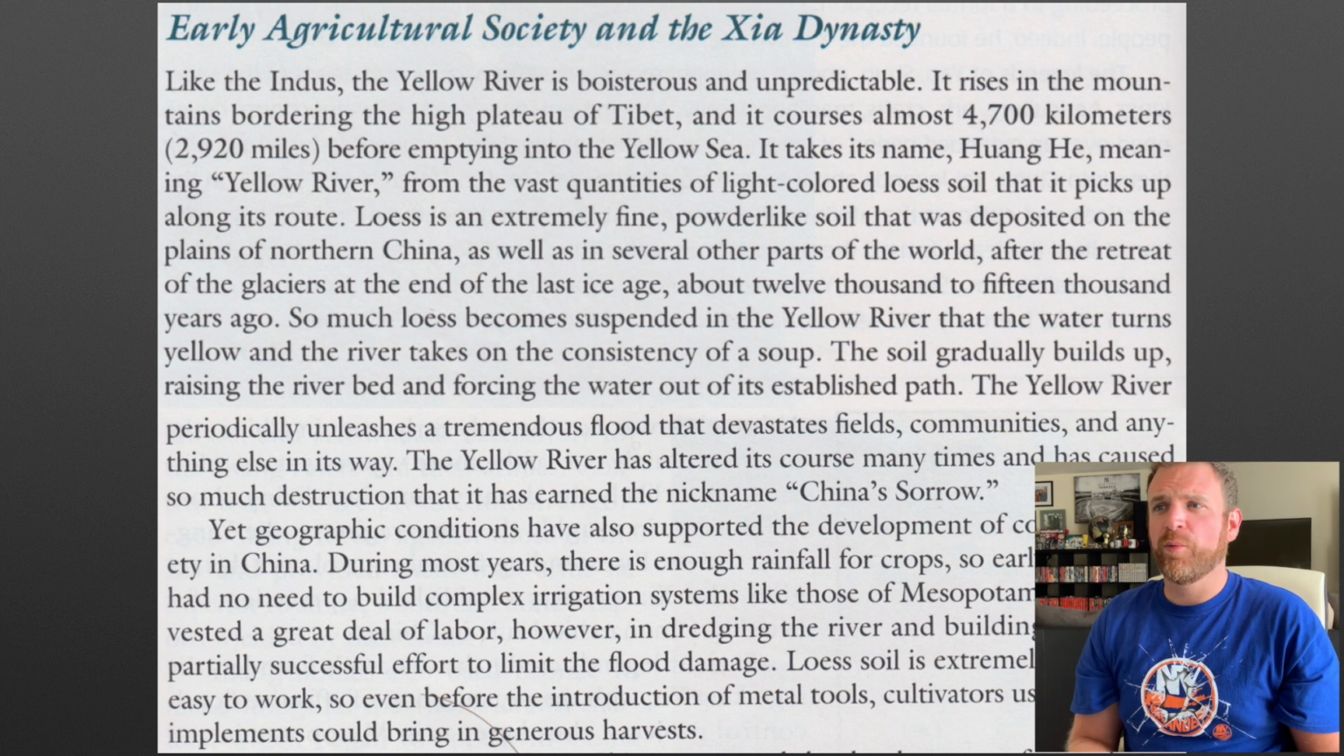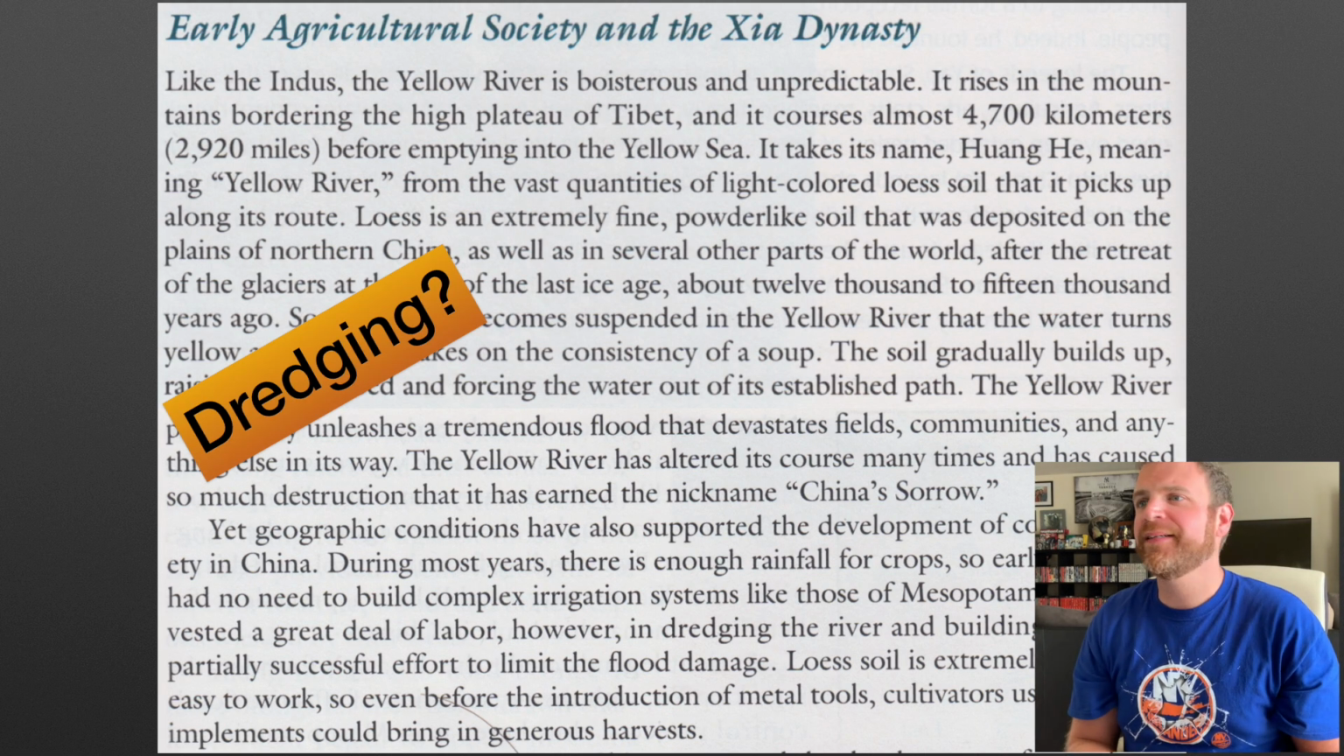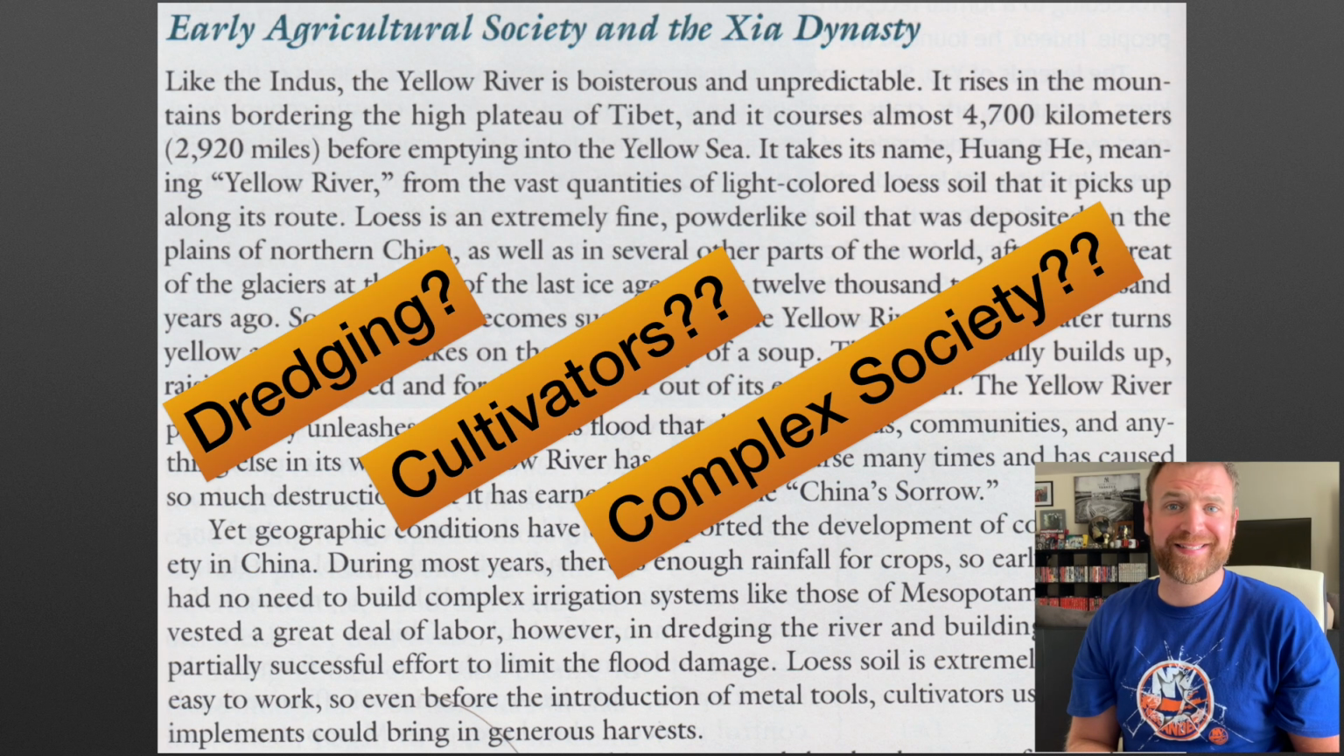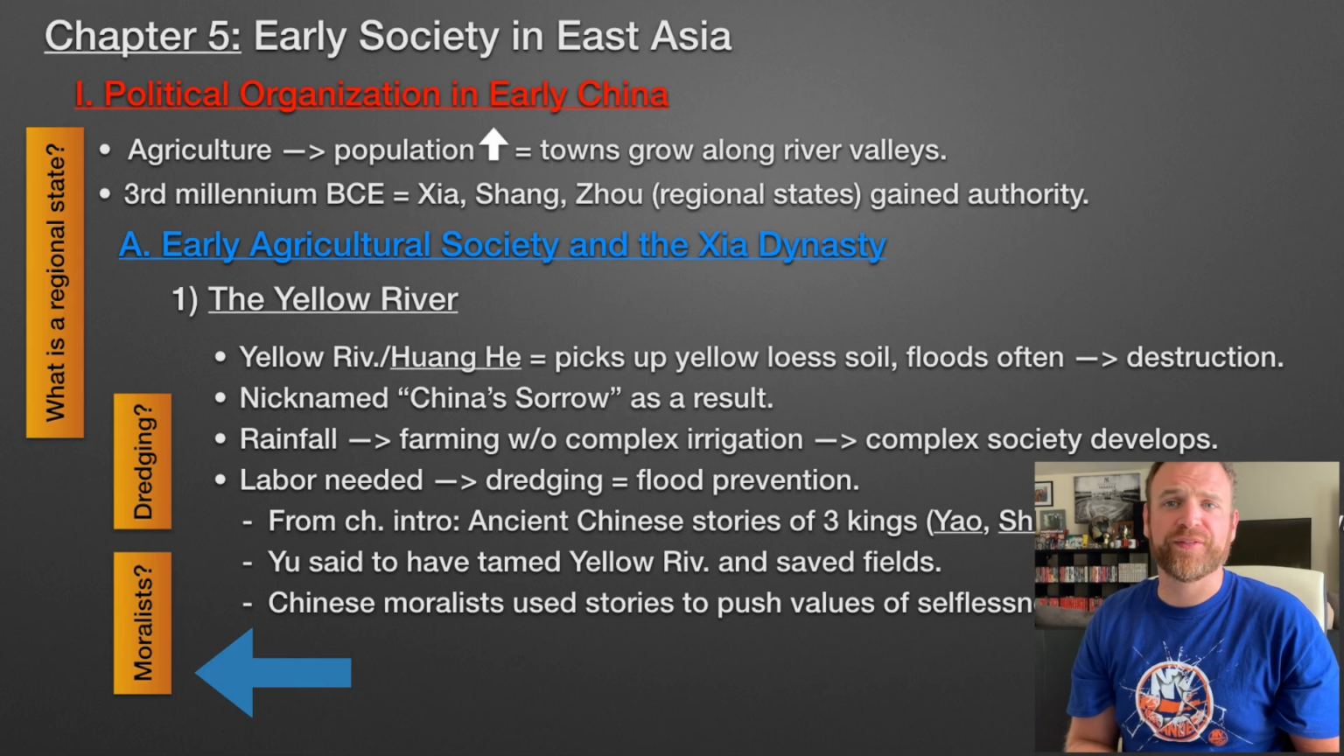For example, when you read the paragraph about the Yellow River, did you really understand what the word dredge meant? How about cultivators? That's a word that comes up a lot, so we probably should know it. What about the concept of complex society? Here's how I add these questions to my outline.